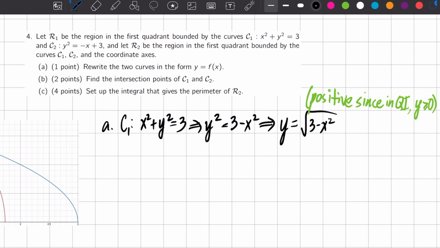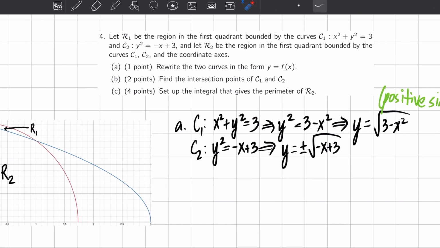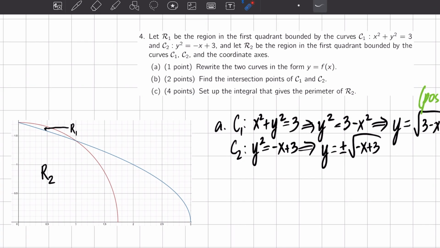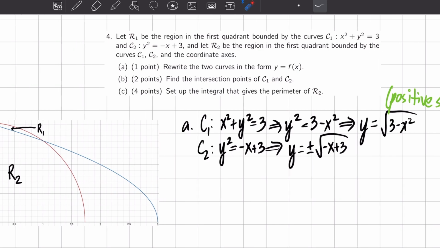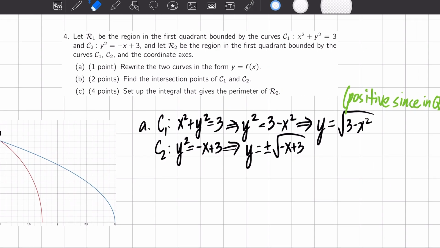Then for the second one, what we have is y squared equals negative x plus 3. So same thing, we just obtain the square root of both sides. We have y equals plus or minus the square root of negative x plus 3. Now take note that what we have here are positive values of x since we are in quadrant 1, and the values of y should also be positive. So we are dropping the plus and minus and retain the positive for the same reason.